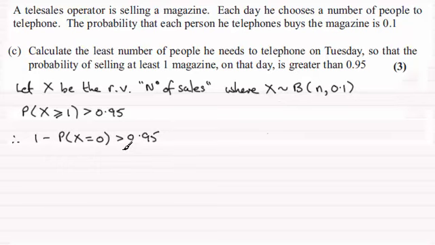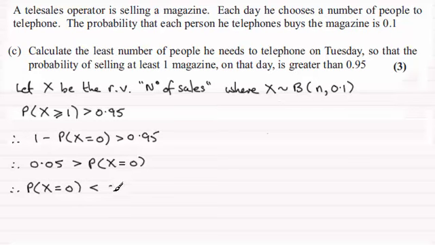And if we rearrange this, if we take 0.95 from both sides, 1 minus 0.95 is going to be 0.05. And if I add the probability of x equals 0 to both sides, that's going to be greater than the probability that x equals 0. And it'd be easier, I think, to just reverse this round. So we've got the probability of x equaling 0 is less than 0.05.